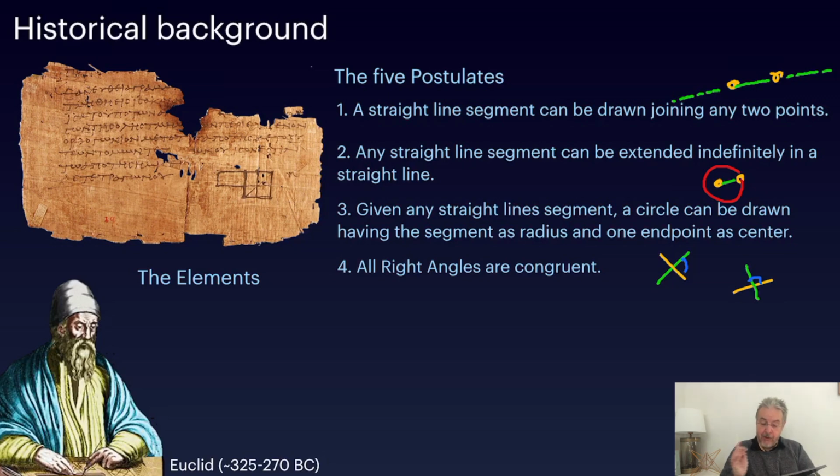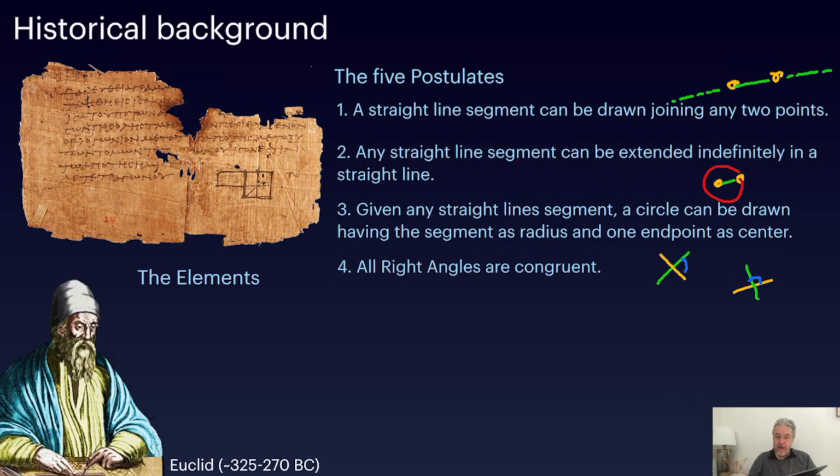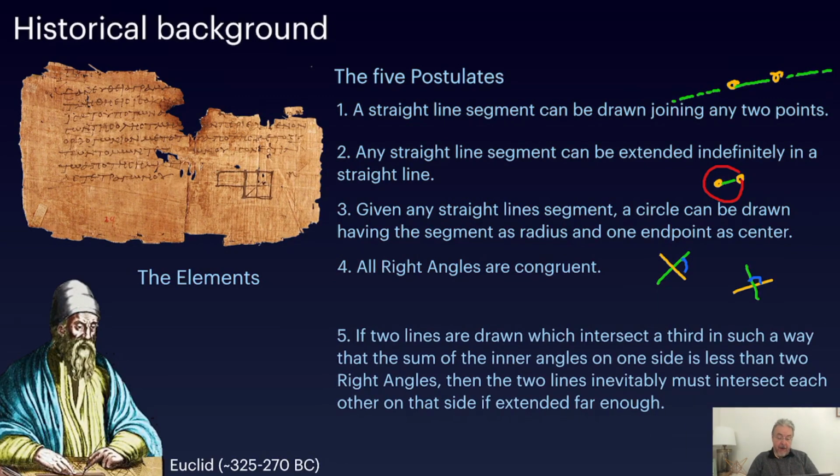Before I show you the fifth postulate, I want to remark one thing. These statements here are all pretty short. And now look at the fifth postulate. If two lines are drawn which intersect a third in such a way that the sum of the inner angles on one side is less than two right angles, then the two lines must intersect each other on that side if extended far enough. Got that?